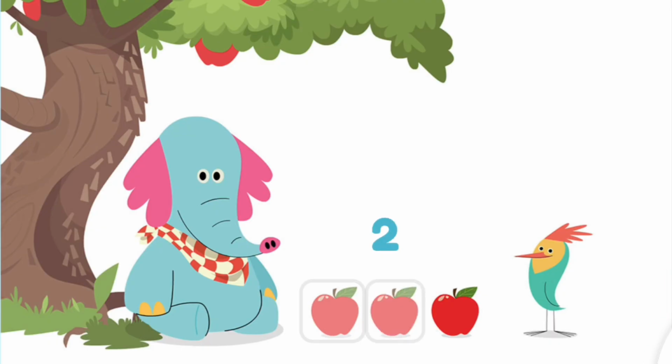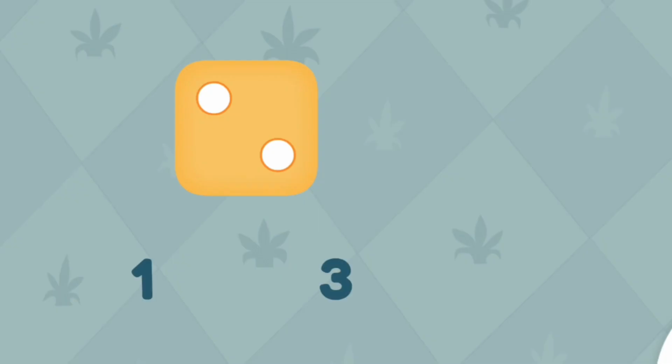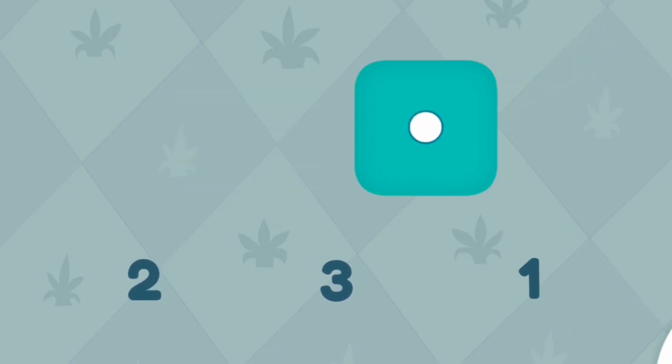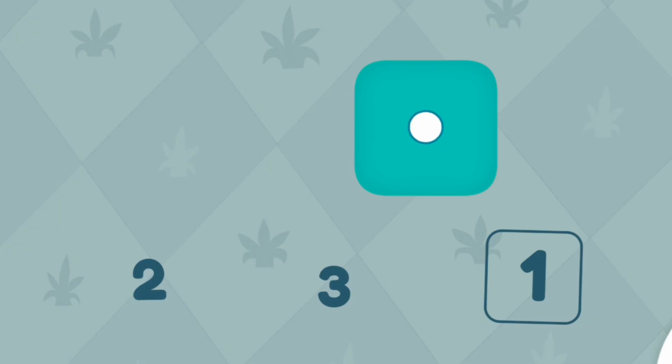1, 2, 3. Great! There are 3 apples now. How many dots are on the dice? Tap the number. 2. Yay! You counted 2 dots. How many dots are on the dice? 1. Great! You counted 1 dot.